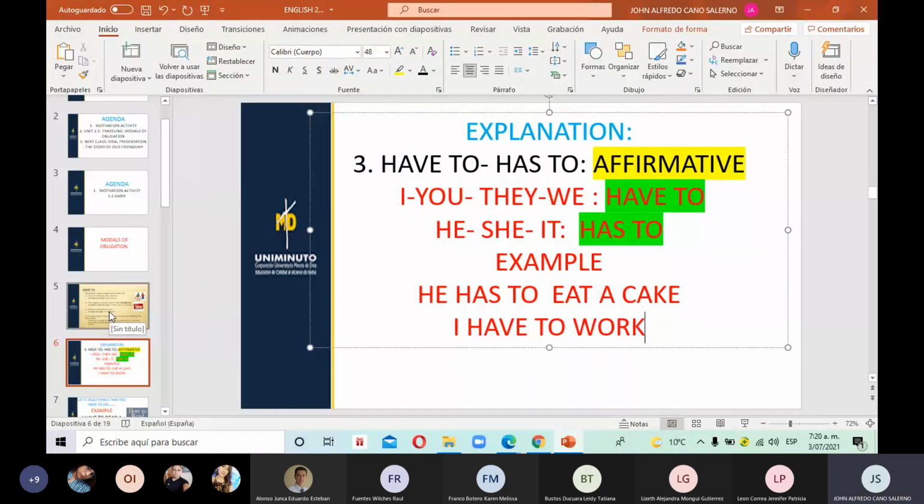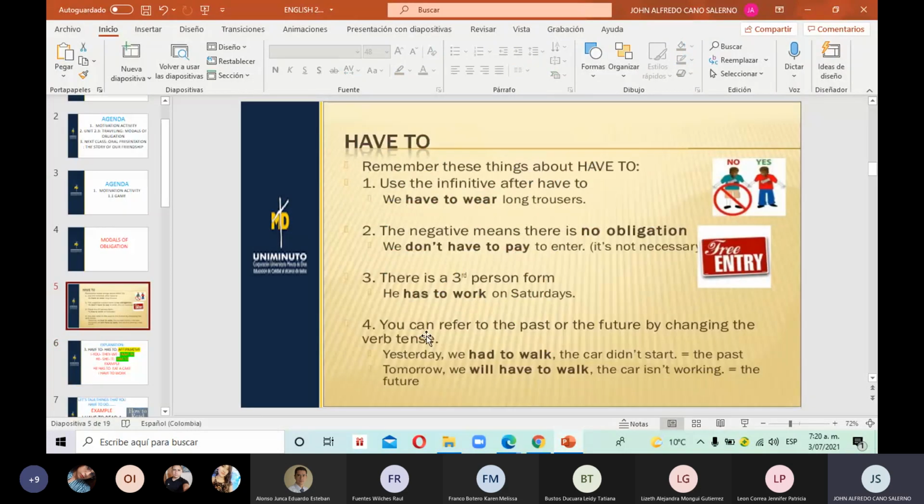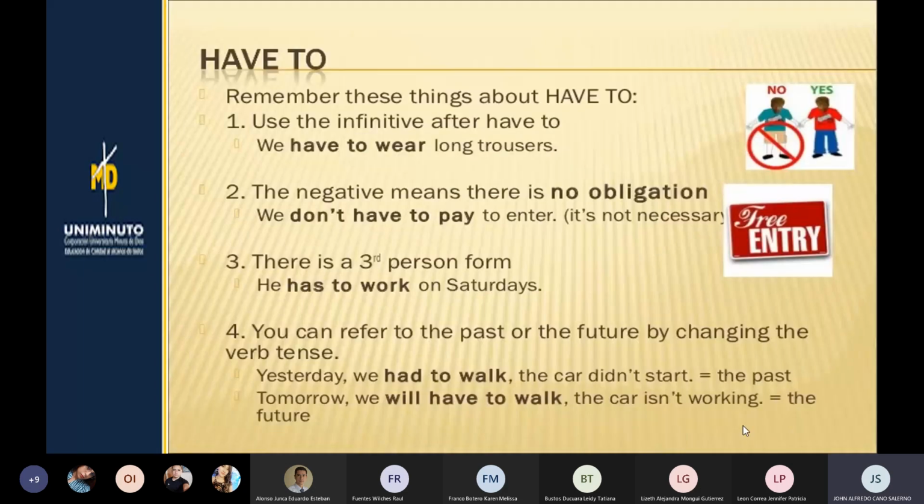Number 4. You can refer to the past or the future by changing the verb tense. For example, yesterday we had to walk. The car didn't start in the past. Okay? Or tomorrow we will have to walk. The car is not working. Future.